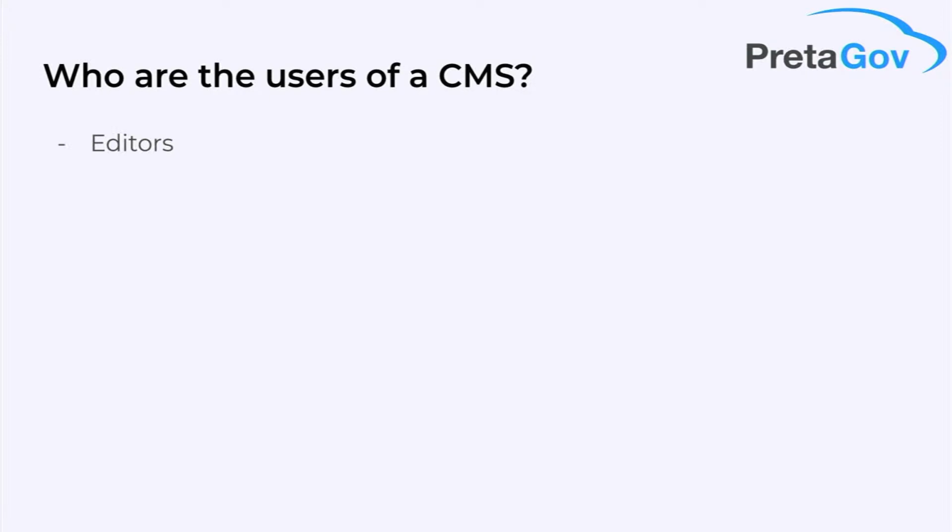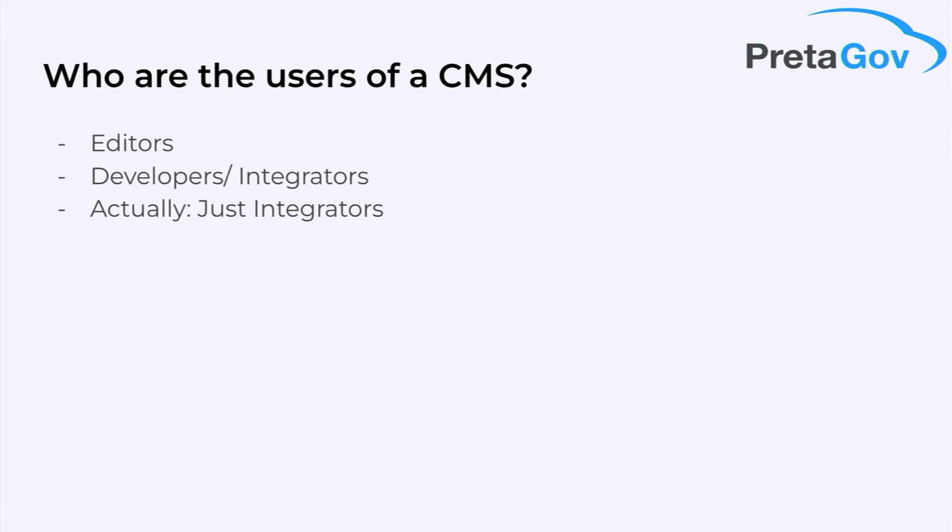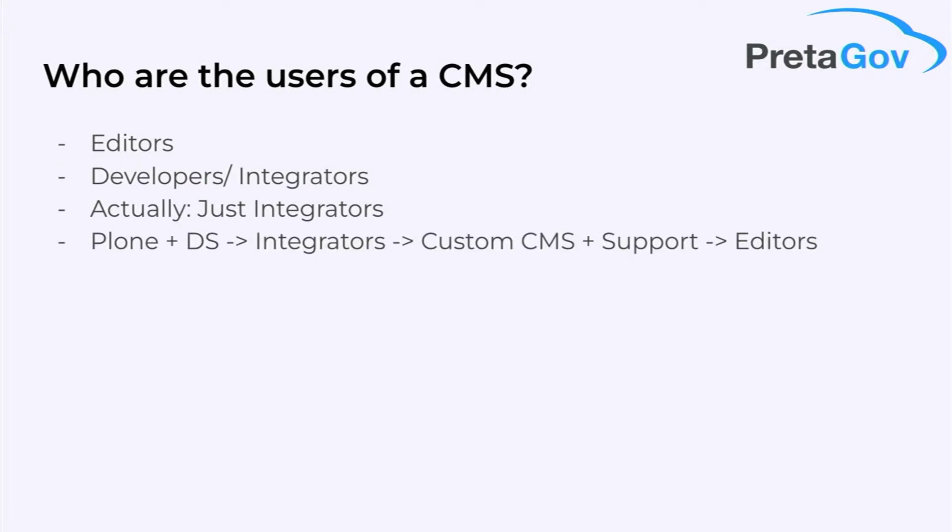So who are the users of a CMS? Well, I think CMS is a very interesting, weird software in that you kind of have two sets of users, right? You have editors, the people using the CMS to create content, and you have developers and integrators. Another way to think about it is really there is just one user, because we as an integrator, right, what we're doing is we are taking the tools that we have, which is Plone, we're taking the design system, and we are creating a new system, which is a custom system for our clients. Each client gets a custom system. I think Guido said this really nicely in his talk a little bit earlier.